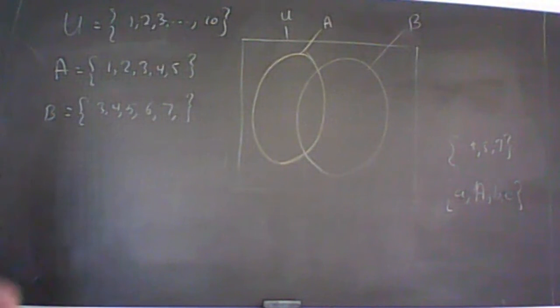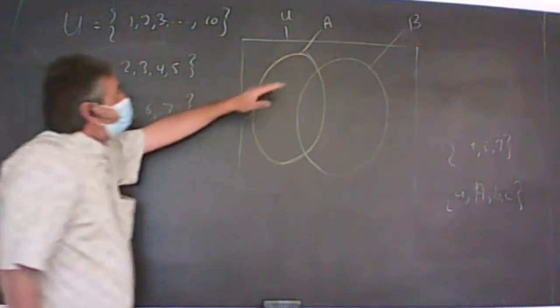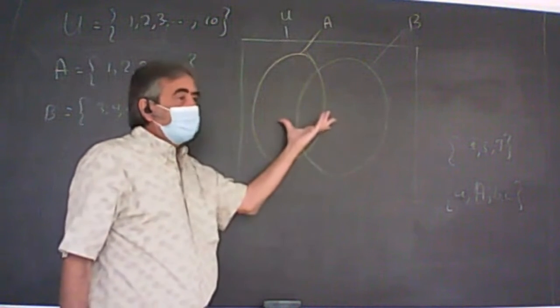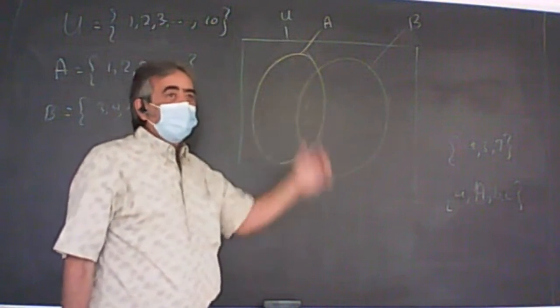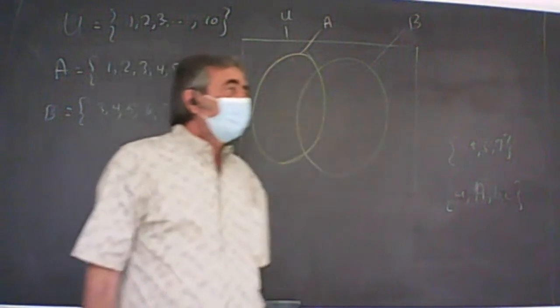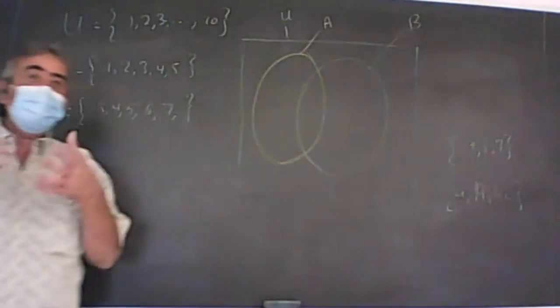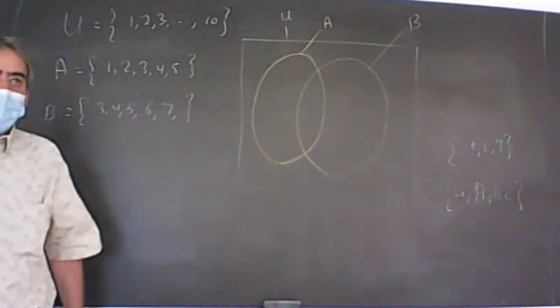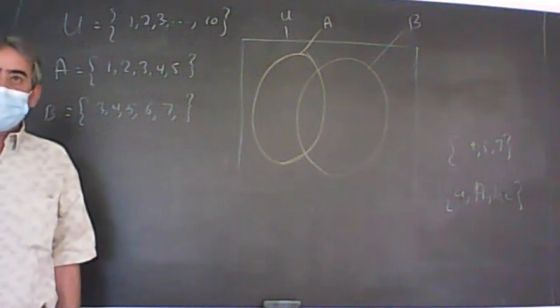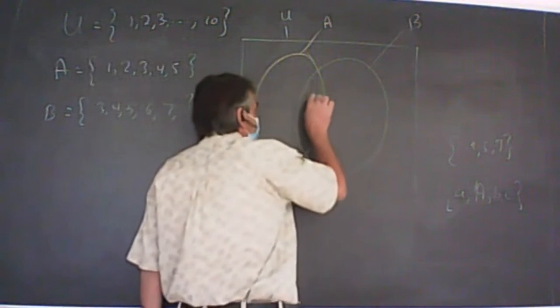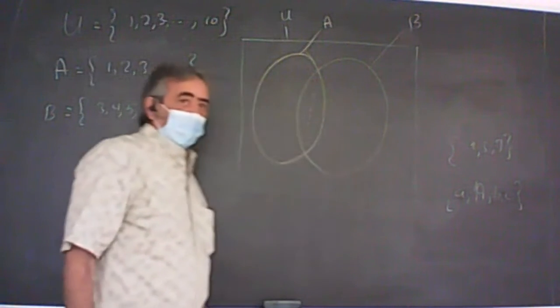Yes? Now, how do I represent all of these numbers? We know U contains everything. So first, I'm going to start with the circles, A and B. But in order for me not to repeat any, I'm going to start with the common elements between where A and B exist, both of them at the same time. Yes? And everything that belongs to both of them, I'm going to put in this area.